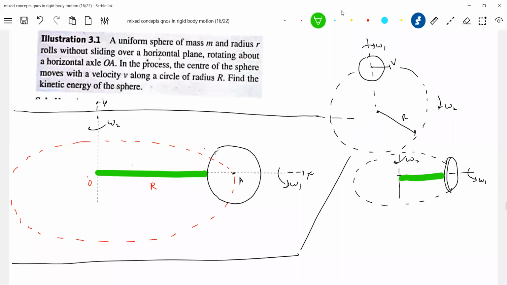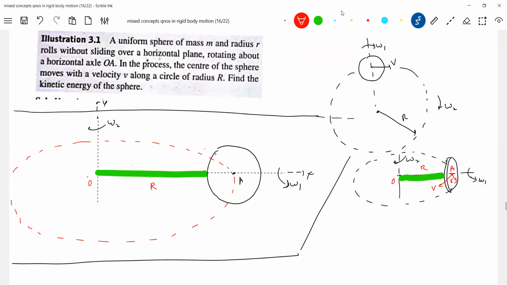Agreed? The disk will rotate, so here it will have linear velocity. This will be R, this capital R. The disk will go around in a circular path of radius R. Take some plate, a dining plate you'll be having in the kitchen, a circular plate, no? You make it go around about point O and let it also rotate. It will rotate about its center of mass with angular velocity omega 1. It will rotate about point O about the vertical axis, radius r, with angular velocity omega 2.